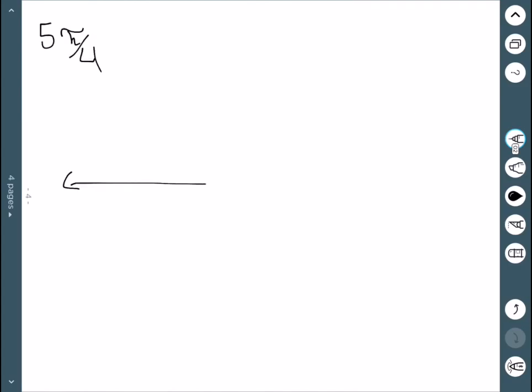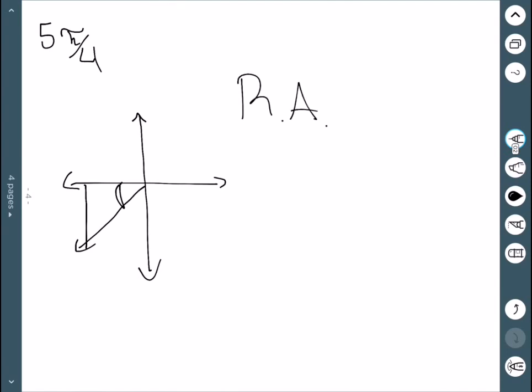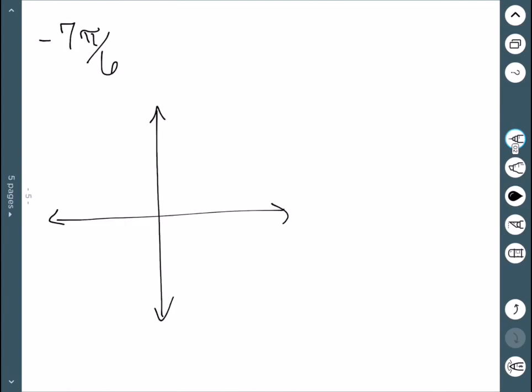For 5 pi over 4, 180 degrees would be pi, which is 4 pi over 4. So this is 5 pi over 4. And if I go up with the x-axis, I get that my reference angle here is just pi over 4. Negative 7 pi over 6. Like I said, a straight angle is pi degree or pi radians. So we need to go an extra pi over 6, moving clockwise. So we have this here. So my reference angle would be this small one here, which actually turns out to be pi over 6.